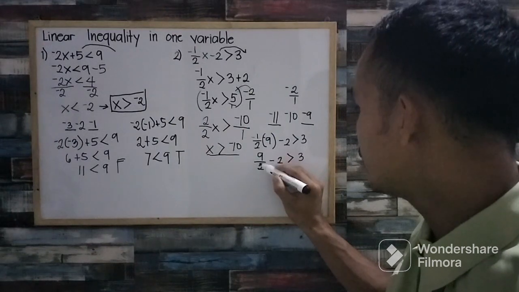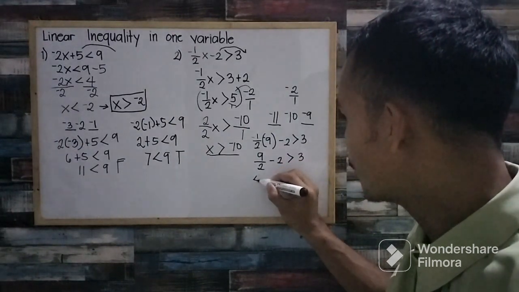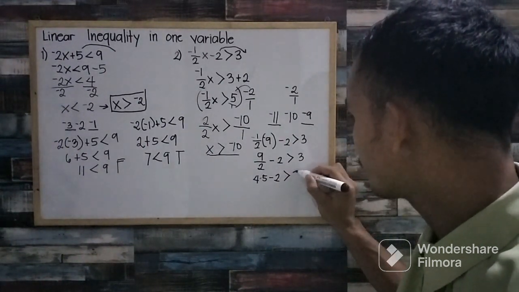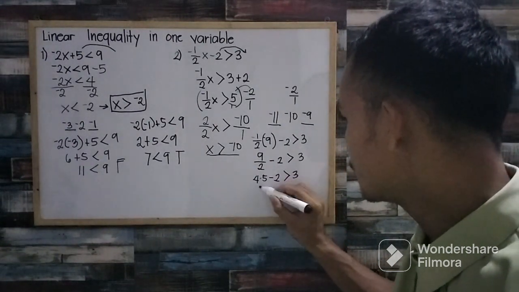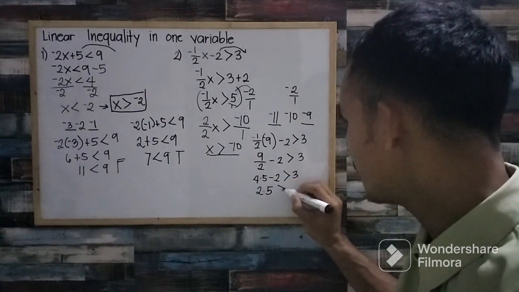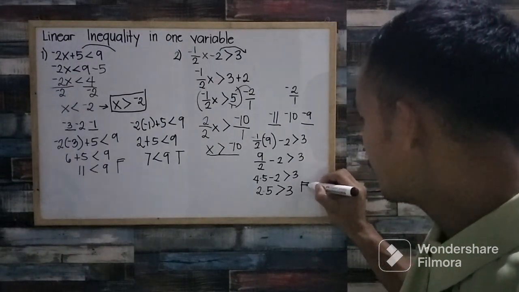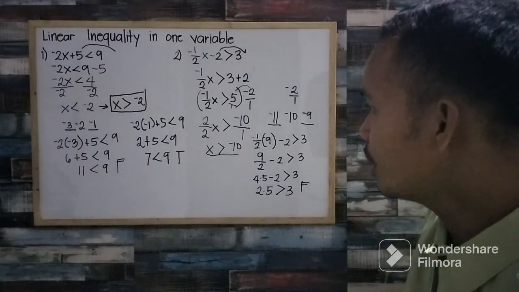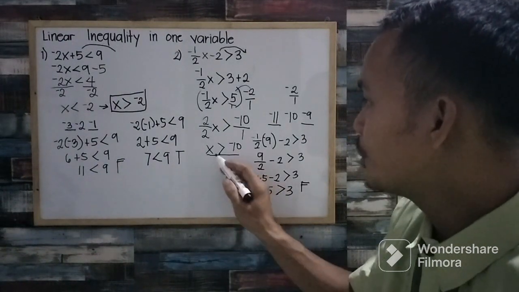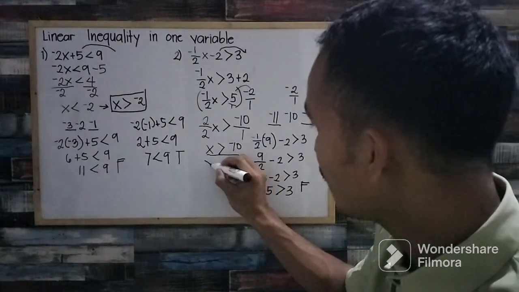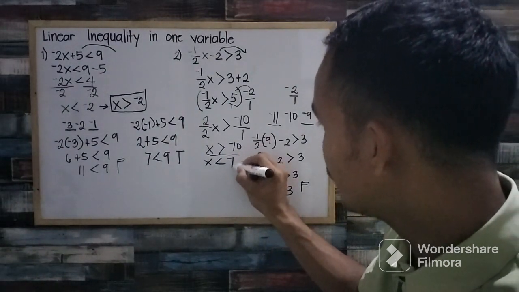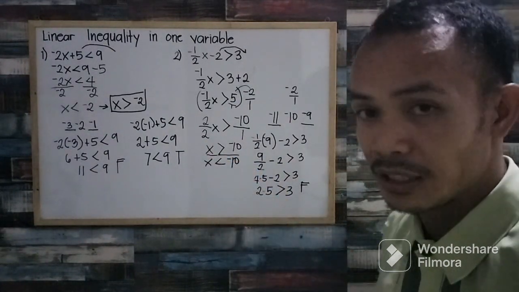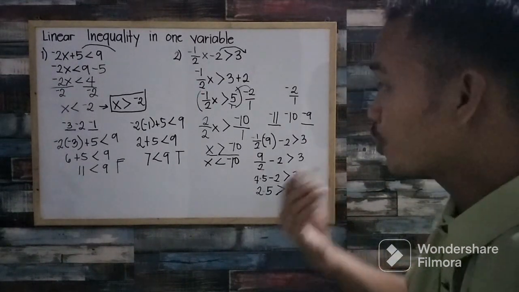Right? So, 9 divided by 2, that is 4.5, right? So, 4.5 minus 2 is greater than 3. So, 4.5 minus 2, that is 2.5 is greater than 3. So, that is false, right? Because 2.5 is not greater than 3. Okay? So, meron na tayong clue ngayon na yung solution natin dito is x is less than negative 10. Right? Babalik tayo lang natin yung symbol dito na ginamit. Okay? But of course, ipuprove natin yan.